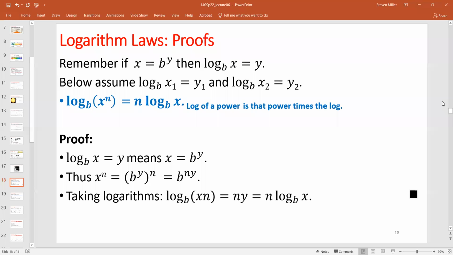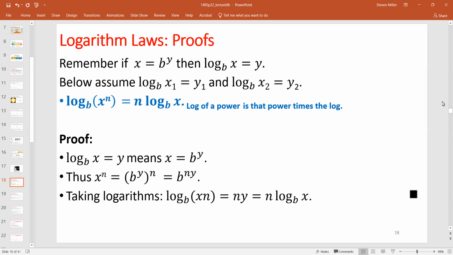So I want to prove the log base b of x to the n is n times the log of x base b. The log of a power is that power times the log. And so I start off with, well, what does the log of x base b equals y mean? It means x equals b to the y. Well, I want to take the log of x to the n, so why not raise both sides to the nth power? And so I get x to the n is b to the y raised to the n.